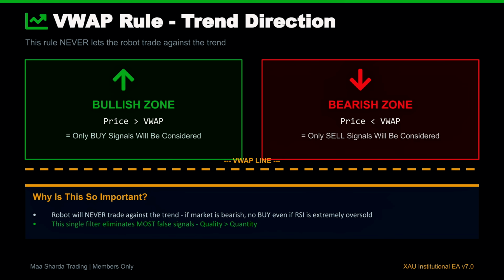If the price is above the VWAP line, it's a bullish zone, and only buy signals are considered. If the price is below the VWAP line, it's a bearish zone, and only sell signals are considered. This filter eliminates most false signals.